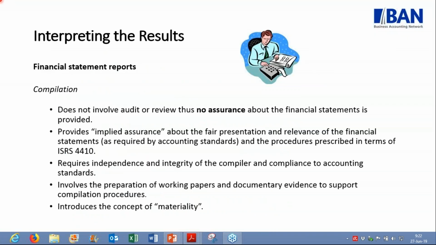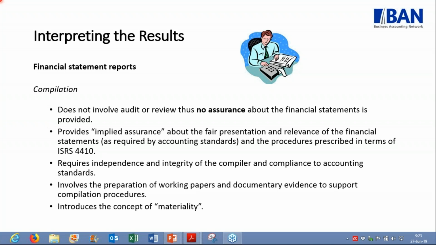Now, the first report we're going to look at is a compilation report. Now, a compilation does not involve an audit or review. In other words, no assurance or no opinion is provided on the financial statements. However, it does provide an implied assurance about the fair presentation and relevance of the financial statements, because that's required by your accounting standards or your financial reporting framework, as well as the procedures prescribed in terms of ISRS 4410, which is the standard that sets out the responsibilities of the compiler.